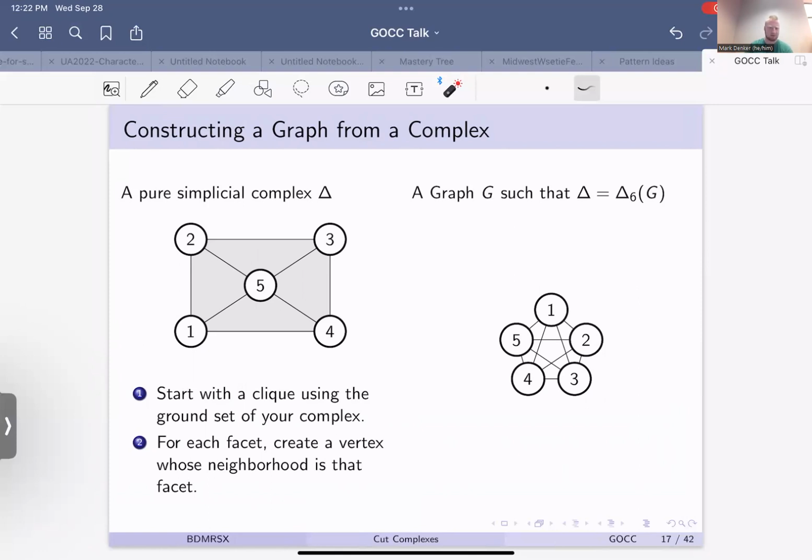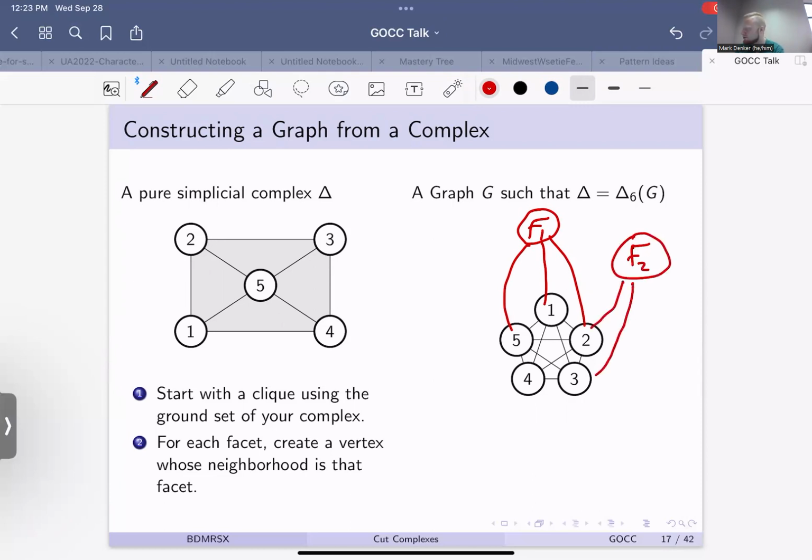So you start with the simplicial complex you'd like to reconstruct. And you take the ground set of your complex and you make a clique in your graph. So here I've got my ground set 1, 2, 3, 4, 5. I have this nice clique on the graph, and then for each facet, so I've got the facet 1, 2, 5 here, I'm going to create a new vertex on my graph. I'm going to just call it F1, and I'm going to attach it to all the vertices contained in the facet. So I'm going to do that with each of my facets. I also have 2, 3, 5. So F2 is attached to 2, 3, and 5. And F3 will be, let's say that's 3, 4, 5.